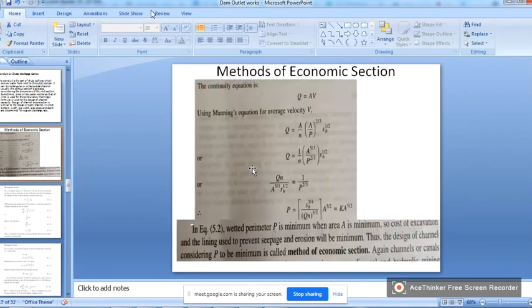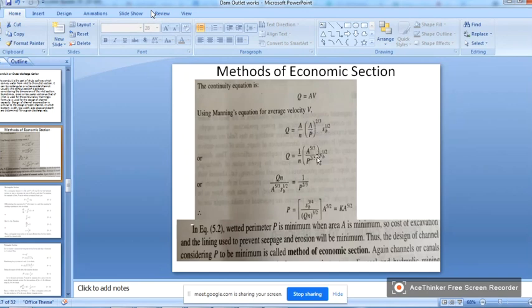There are two methods in the design of an open channel. First, the method of economic section: when the wetted perimeter is minimum, that is called the economical channel section. I think you have studied this in your BTech. For example, Q is equal to AV, where V is given by the Manning equation, 1/n R to the power of 2/3 S to the power of half, and R is A by P.